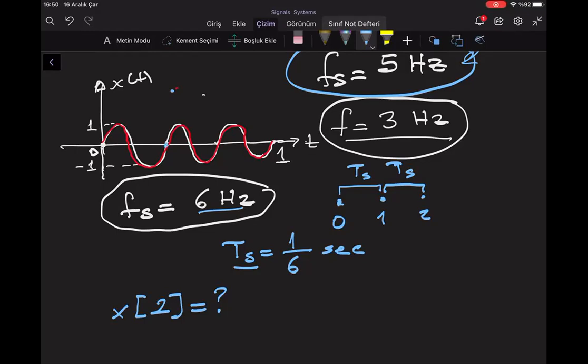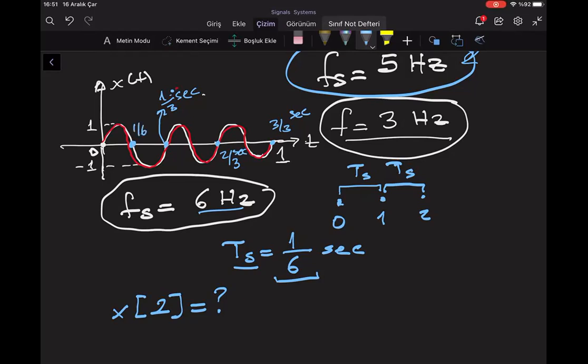Friends, what is the time here? 1 over 3 seconds. Not TS, 1 over 3. How about this one? 2 over 3 second, right? So this one is 3 over 3 second. So what is my TS? 1 over 6. So where is 1 over 6? Here, right? Half of that, yes, true. This is 1 over 6.